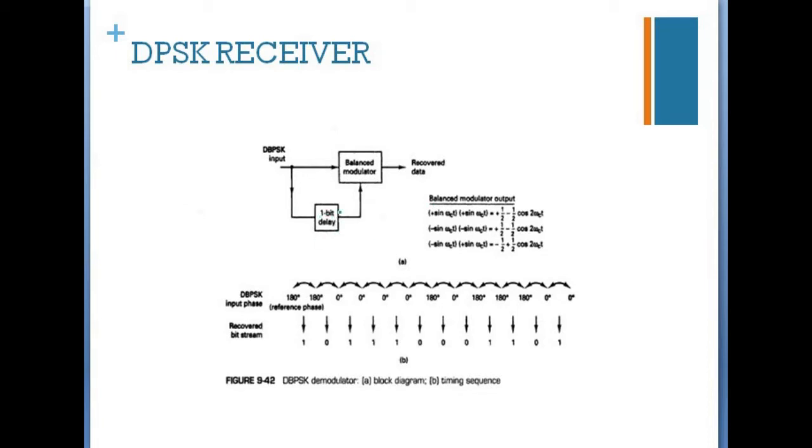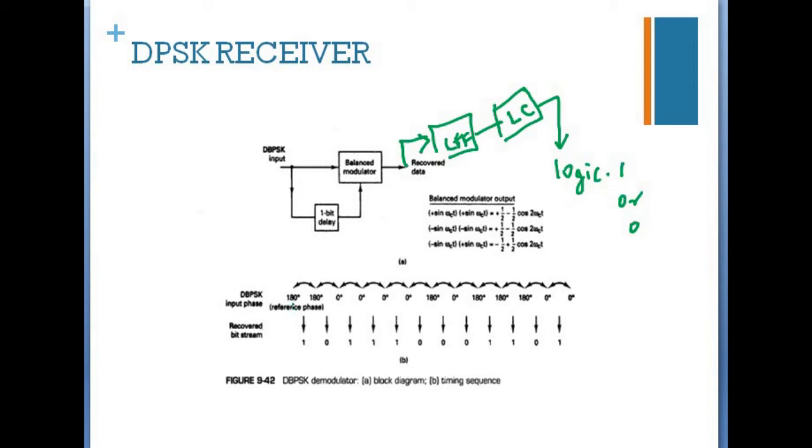Suppose the reference value is plus sin omega ct and the received signal is also plus sin omega ct. Both are multiplied, so we get 1 by 2 minus 1 by 2 cos 2 omega ct. The output from the balance modulator is given to the low pass filter to block the high frequency component. Then we have the level converter from polar to unipolar to get logical values 1 or 0.